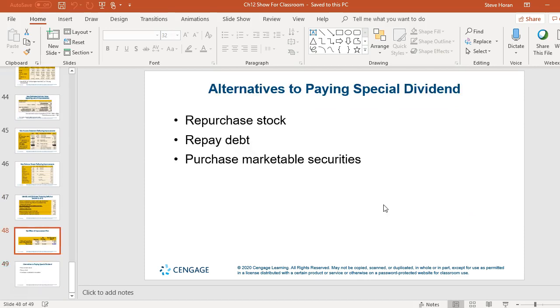And of course, if I have a surplus, I could pay a special dividend, or I could buy stock back. I could pay debt off. I can just take that extra cash and buy marketable securities. I don't have to pay a special dividend. So when you have a surplus, you have options. When you have a deficit, you have options. It's really a matter of what the company is trying to accomplish and what their long-term objectives are as to deciding which one we go with.